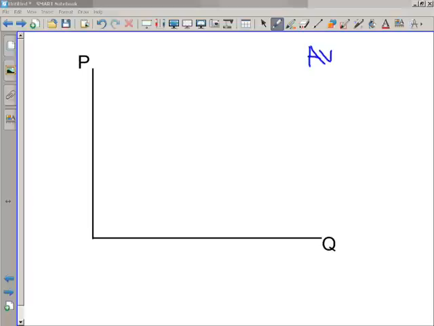For average variable cost, again, similar to average fixed cost, it's just the amount of variable cost that's associated with the typical unit of output. So like all averages, the formula will be the same: variable cost divided by quantity.